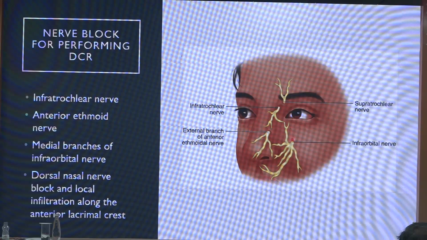Then, another nerve that is to be blocked is the infraorbital nerve. This nerve is at the junction of the medial 1/3 and the lateral 2/3.